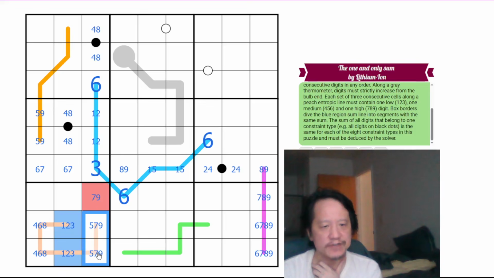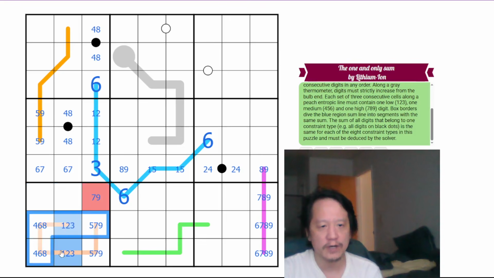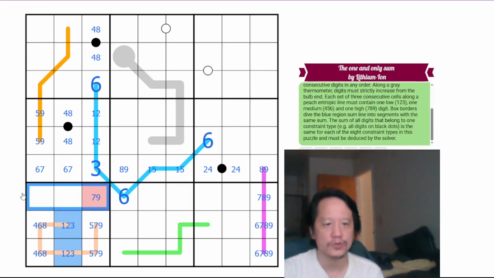So we have a guaranteed 5 here. So we know these 6 digits add up to 30. So the remaining digits in the box have to be adding up to 45, which is the sum of the digits 1 through 9, which are all the digits in the box, minus the 30 that must be on the entropic line here. So this must add up to 15. 45 minus 30 is 15. We don't have a 6 here. So where is the 6 in this box? It has to be here.